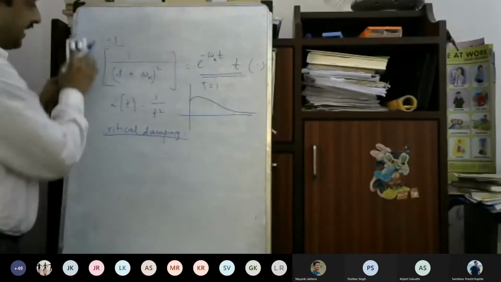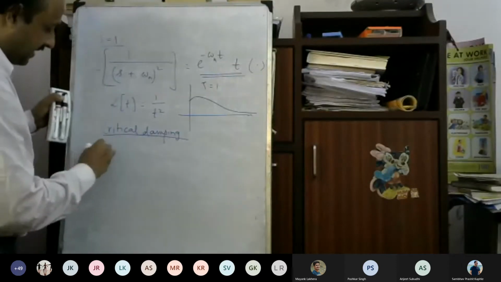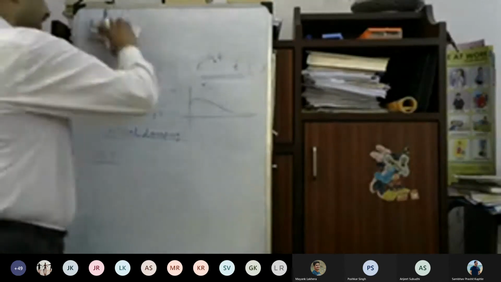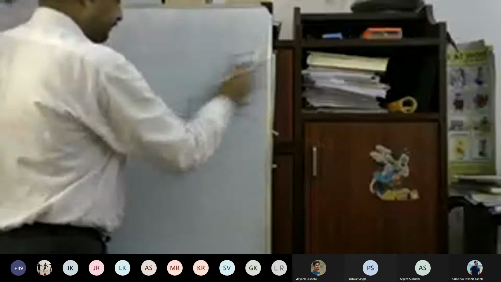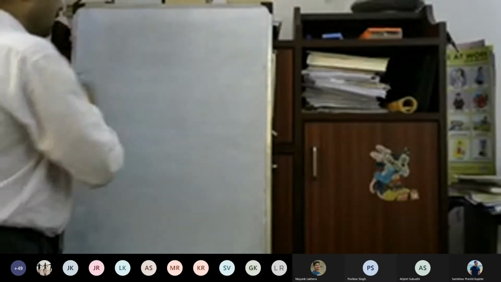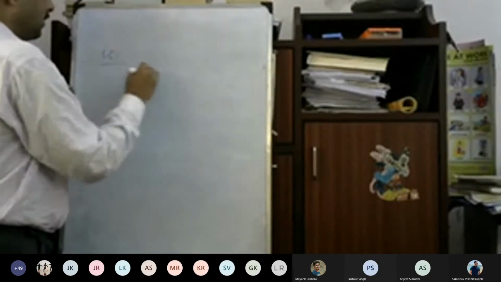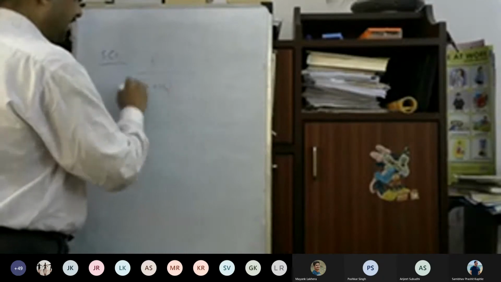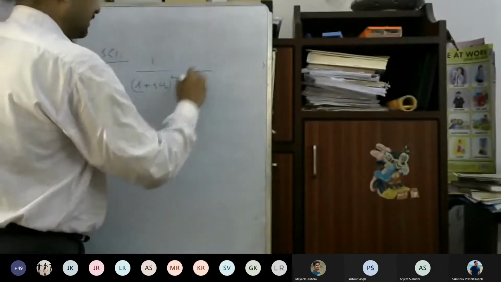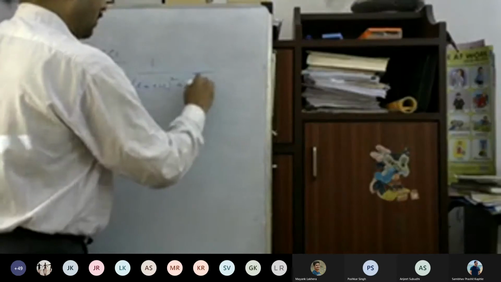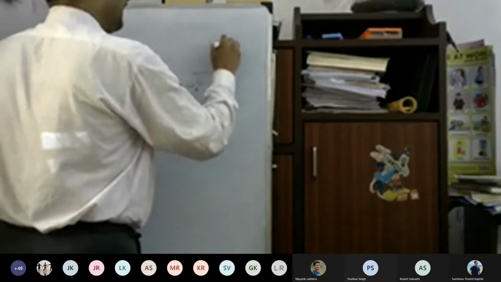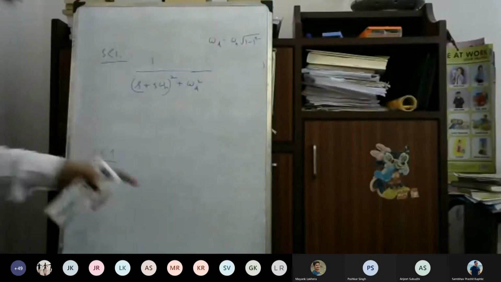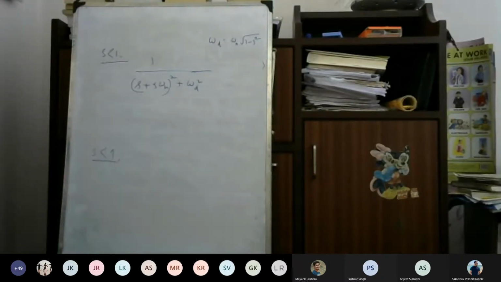Now let us consider the case when zeta is less than 1. When zeta is less than 1, we have (s plus zeta omega n) square plus omega d square, where omega d equal to omega n under root 1 minus zeta square. So this is what we have written.